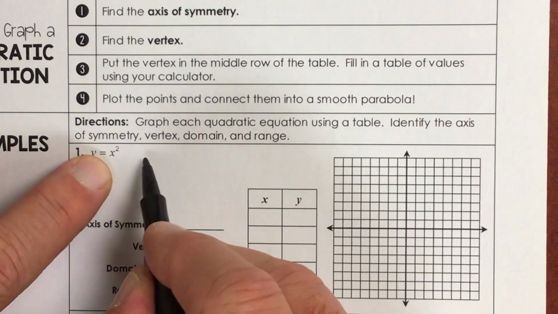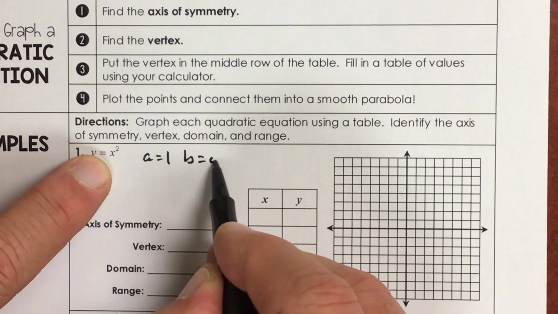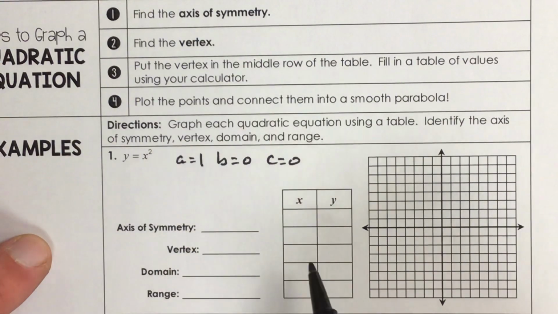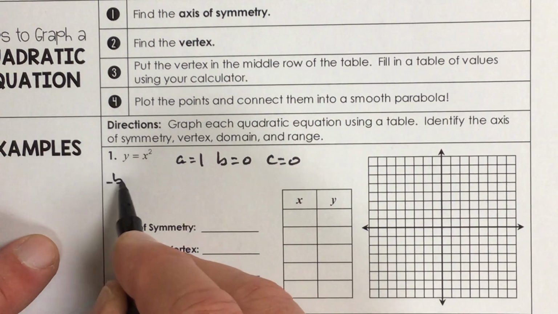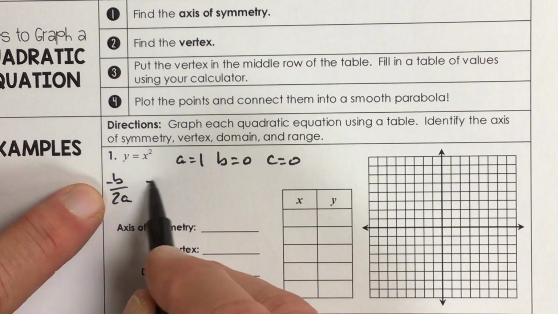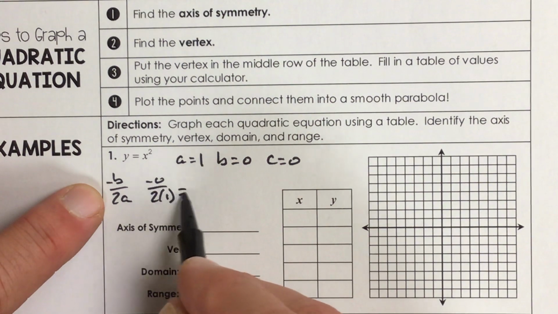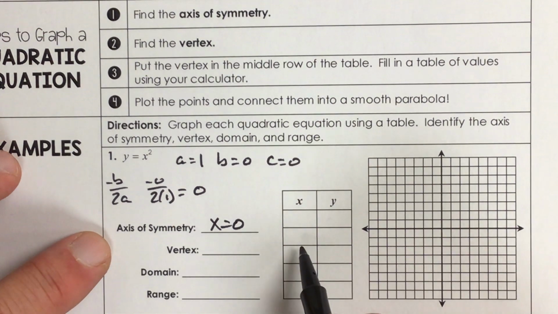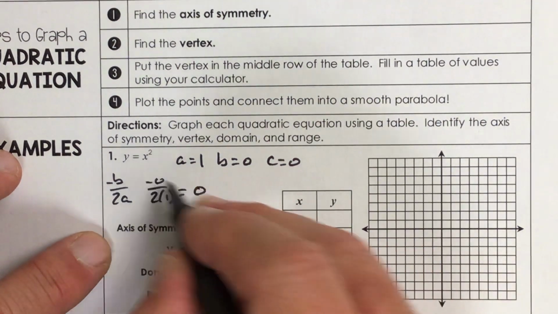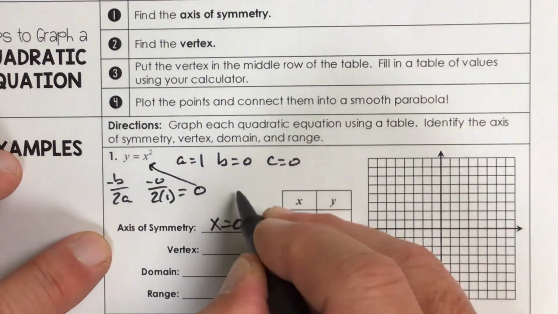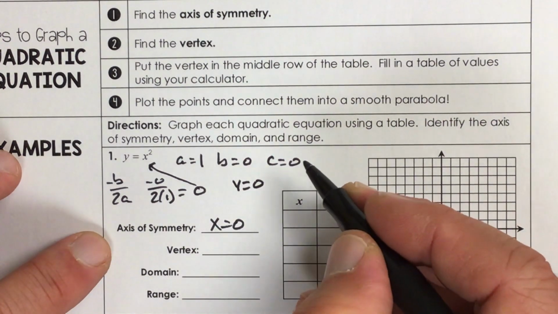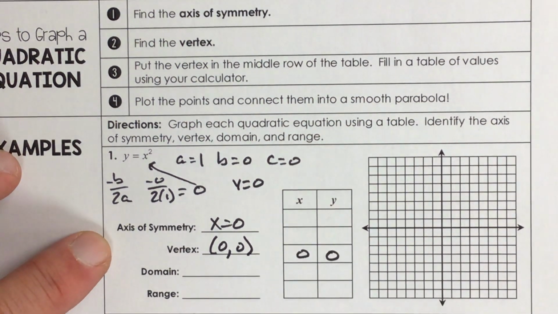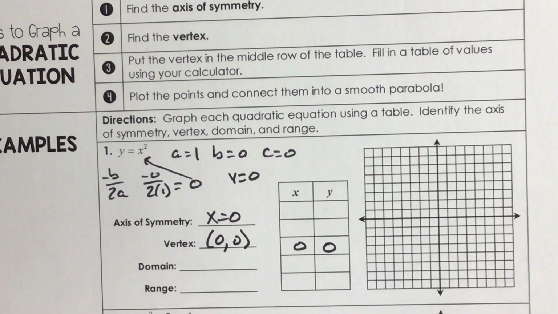So the a here is 1, b is 0, and c is 0, since there's nothing there. So the axis of symmetry is the opposite of b over 2a. The opposite of 0 over 2 times 1 is still just 0. So the axis of symmetry is x equals 0. Now we plug this back in, and we're going to get y is equal to 0. So the vertex is (0, 0). We're going to put that right there.